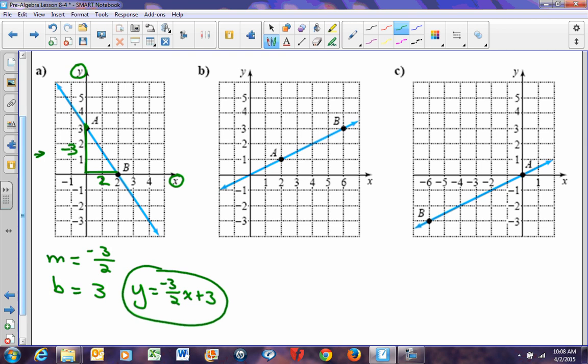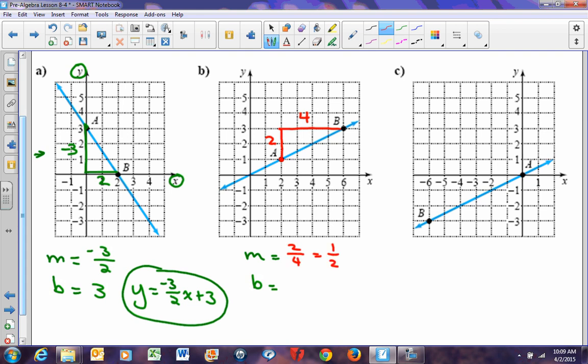And let's look at letter B. Again, I need to find my slope and my y-intercept. Again, if I read from left to right, I start here at point A. To get to point B, I'm going to go up 2 units and over 4 units. So it's up 2 over 4. So my slope is 2 over 4, which is 1 over 2.